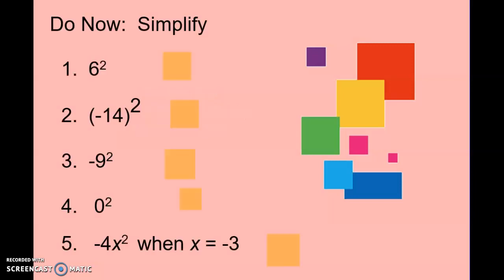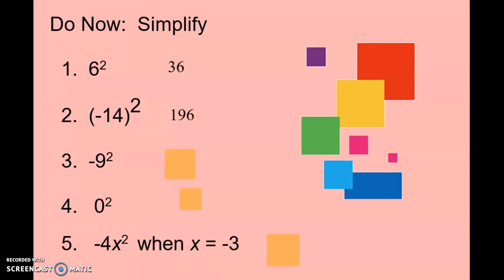Before we do that, we're going to start off by simplifying a few squares to make sure that we understand what we're doing. So the first one is 6 squared. You should have gotten 36. The next one is a negative 14 squared. Notice that it's the negative 14 that's being squared. So it's negative 14 times a negative 14, giving you the 196.